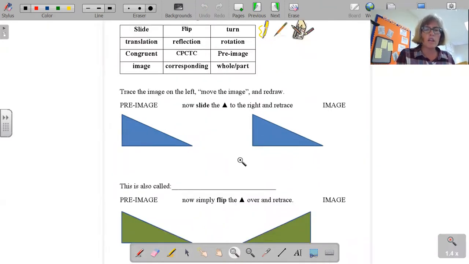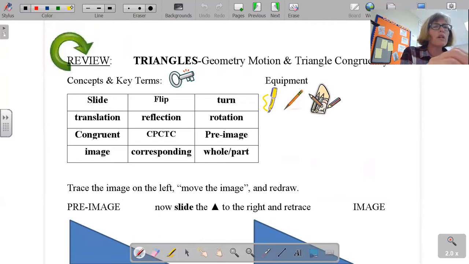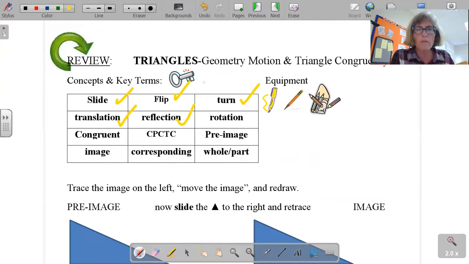Taking a look here, we got a lot of new vocabulary. So let's just take a moment and read these out loud. Slide, flip, turn. Translation, reflection, rotation, congruent, CPCTC, pre-image, image, corresponding, whole, part. A lot of new vocabulary for something that's actually quite simplistic.